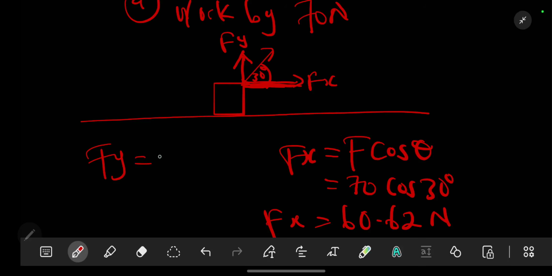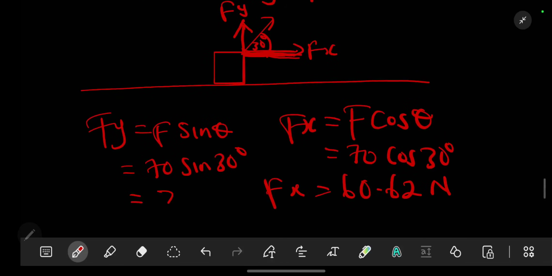The force in the y will be, if this is cos, the force in the y will be sine of our theta, which will be 70 sine of our 30 degrees. This gives us 70 sine of 30 degrees, which gives us 35. So we are going to have 35 newtons like that.